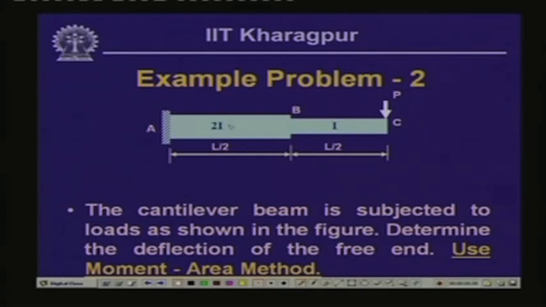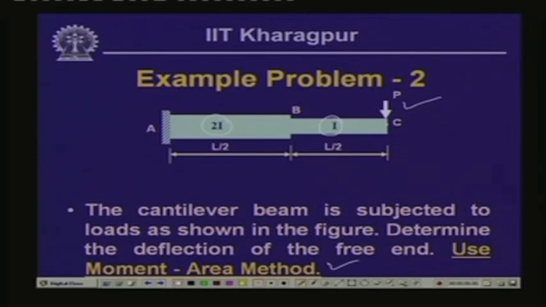Over the part AB, we have the moment of inertia as 2I, and over the part BC, the moment of inertia is I. Now, this beam, which is a cantilever, is fixed at one end and free at the other, and is subjected to a concentrated load at the tip. We have to compute the value of the deflection at the free end, and we need to use the moment area method.